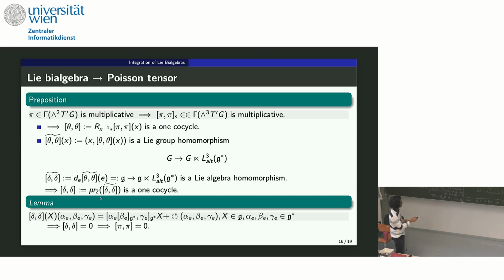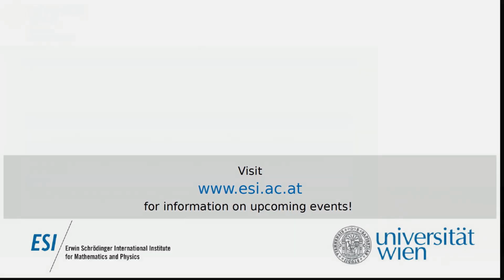But we have a one-to-one correspondence between the one cocycles on the Lie algebra and the one cocycles on the Lie group. So this is 0. That means that this theta with its bracket has to be 0. So this multiplicative bivector has to be 0. So the Schouten bracket of pi with itself is 0. This is another criterion for pi being Poisson. This means that pi actually satisfies the Jacobi identity, and then we are done. I think, yeah. Thank you.